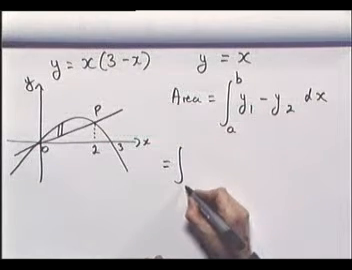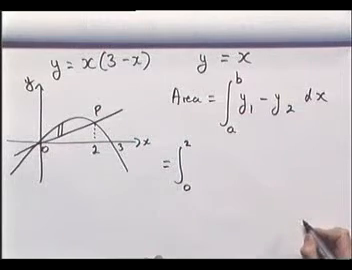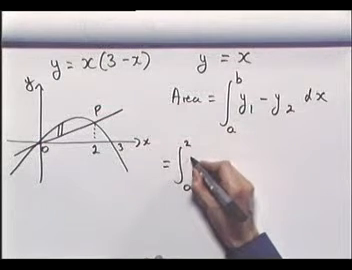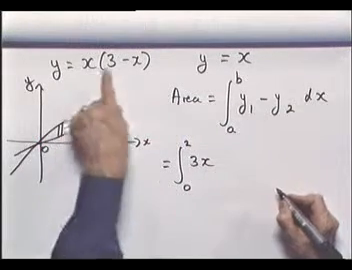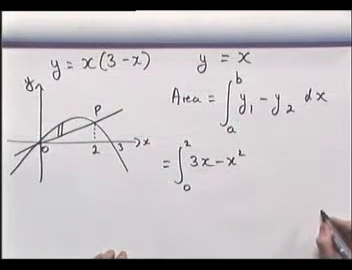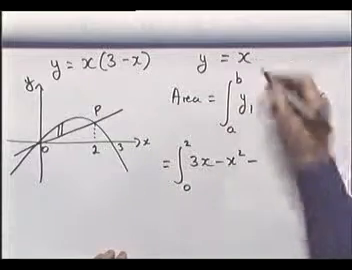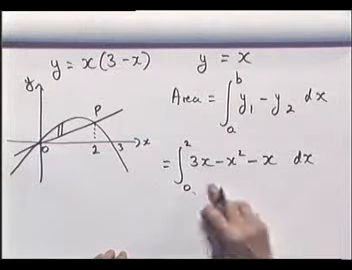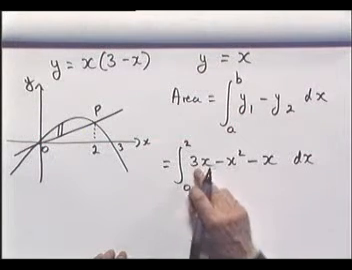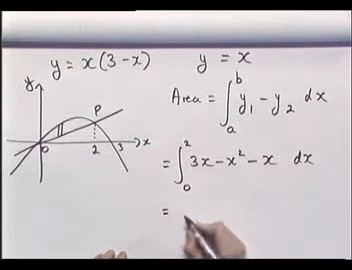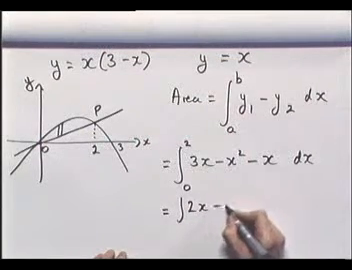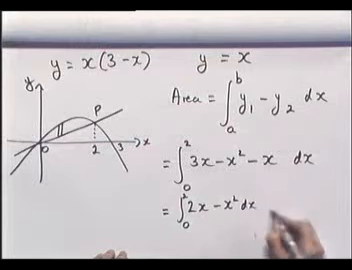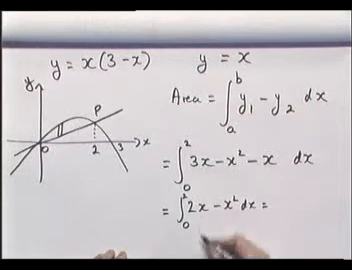So our limits here are 0 to 2, and y1 is this one. Let's multiply it out first. X times by 3 is 3x, and x times by minus x is minus x squared. Take away y2, so we're taking away x and integrating with respect to x. So I have 3x minus x. That gives us 2x minus x squared to be evaluated between 0 and 2 with respect to x.